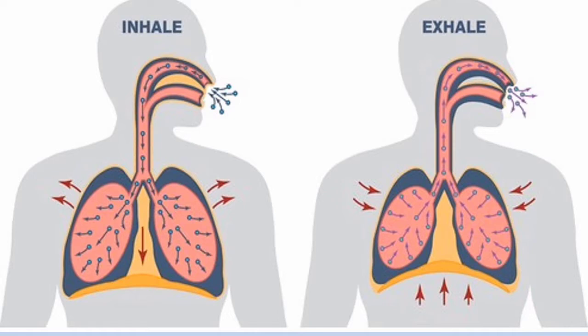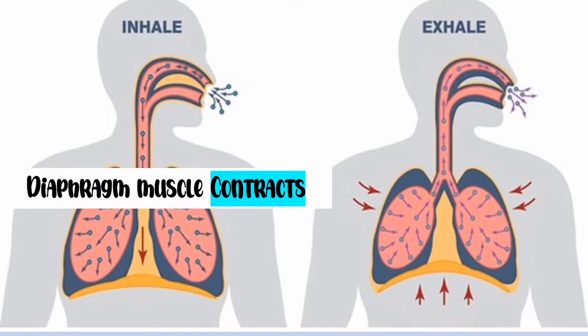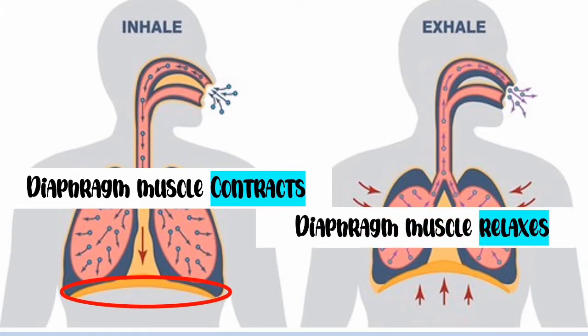Next, diaphragm. Diaphragm is a muscle in the respiratory system that helps us to breathe. When we inhale, diaphragm muscle contracts, or our diaphragm moves down. When we exhale, diaphragm muscle relaxes, or our diaphragm moves up. So, that is what happens when we breathe.